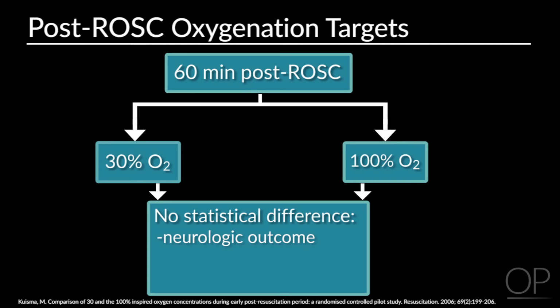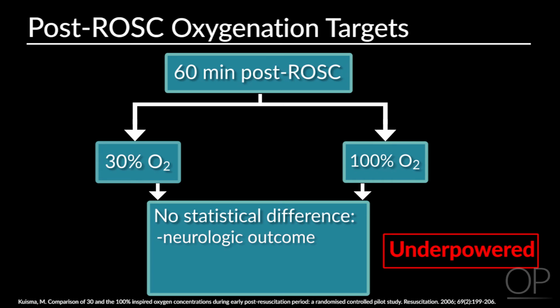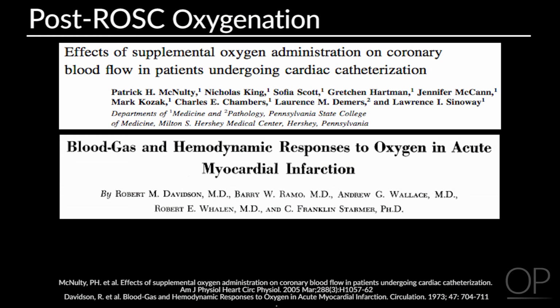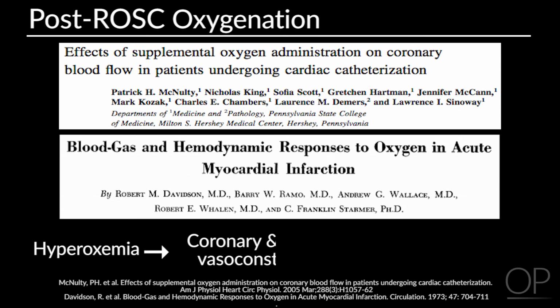I think the points to remember is this was a very small study. It was underpowered to detect important outcome differences. There continues to be data out there suggesting that there may be benefit to restricting oxygen use in patients after cardiac arrest. There are several adult studies, human studies, that suggest that hyperoxia or hyperoxemia may result in vasoconstriction in the coronary and systemic circulation that contributes to hemodynamic instability.